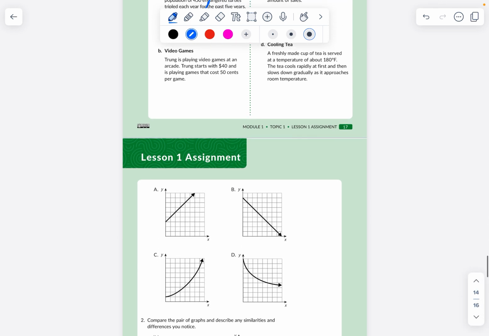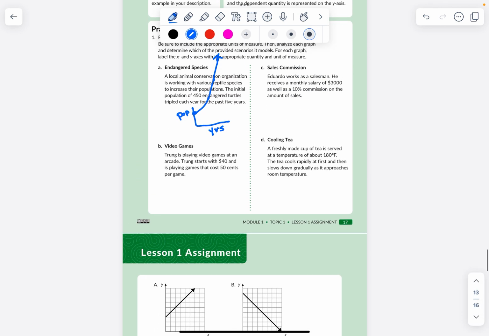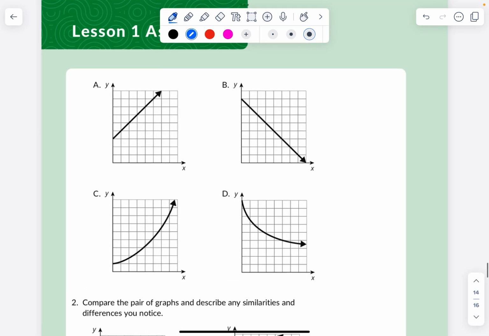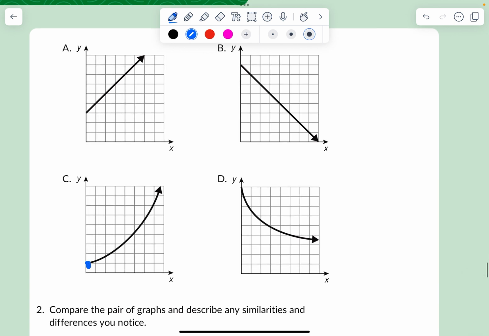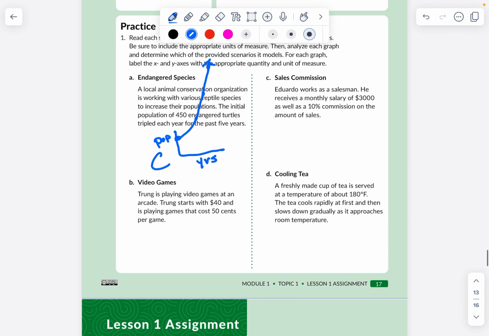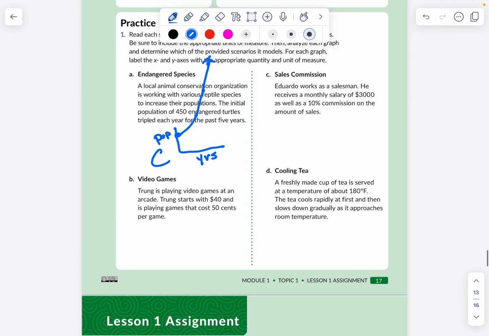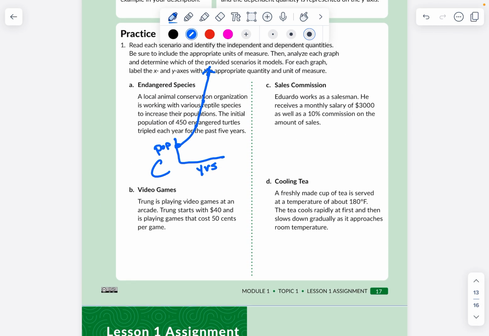So when I go look at these graphs, it looks to me like that's graph C. It's growing really, really quickly. It starts low, but it picks up really, really quickly, not at a constant rate. A constant rate would be lines. This is not a line, this is a curve.